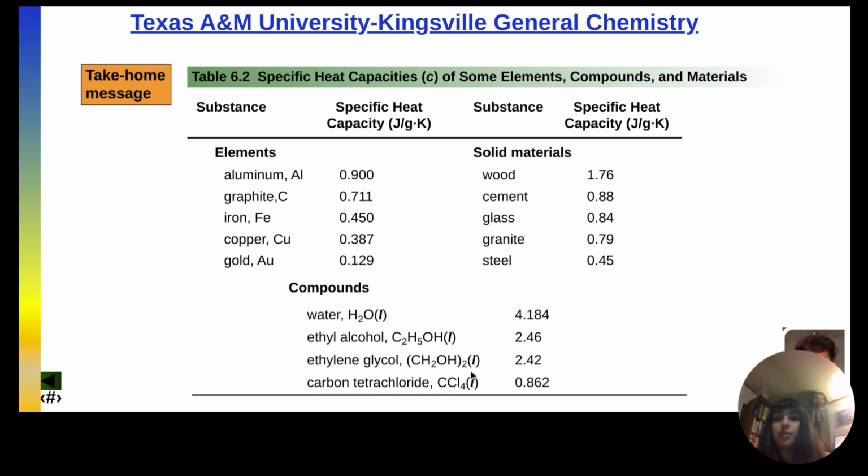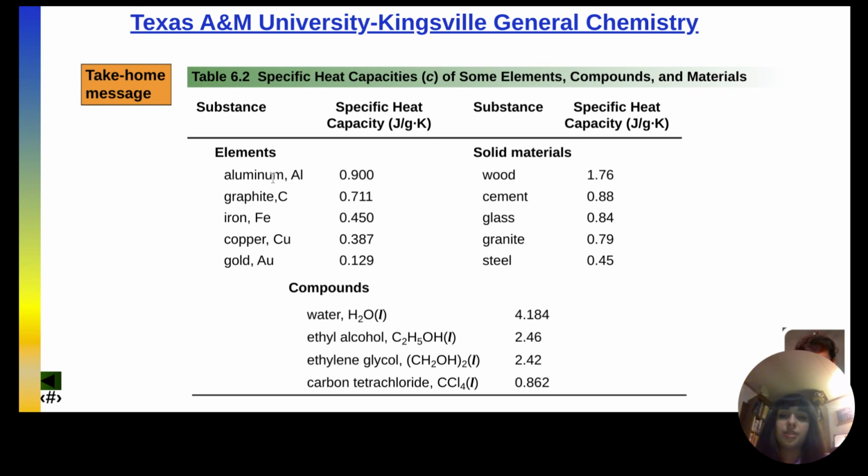Here I'm going to be talking about the specific heat capacities of some elements, compounds, and materials. It's 3 different sections. First we're going to be talking about our elements. We have our substance here and our specific heat here. Don't get confused, because these are different objects, so we're ignoring that half of the page and only looking at this one.